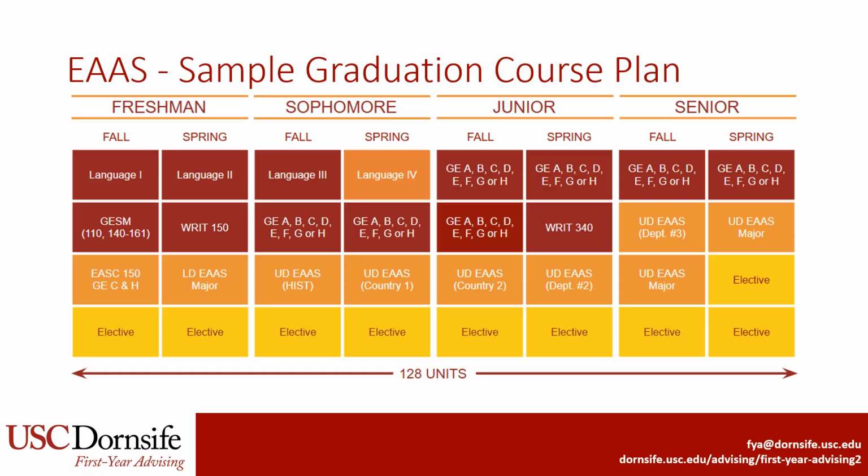As you can see in the orange boxes in freshman year, EASC 150 counts towards the GEC and GEH requirements, so students can make progress in their GEs and their major at the same time.